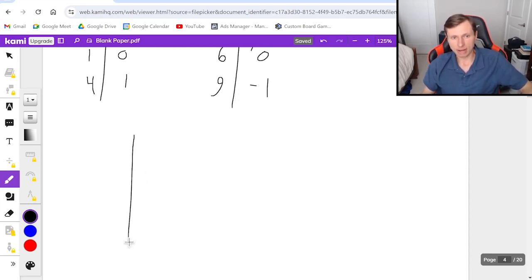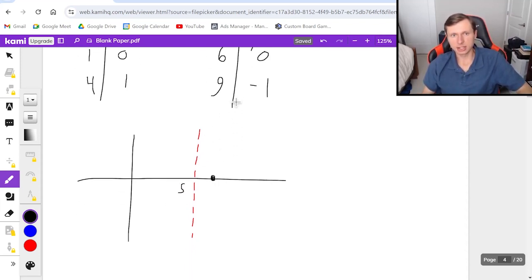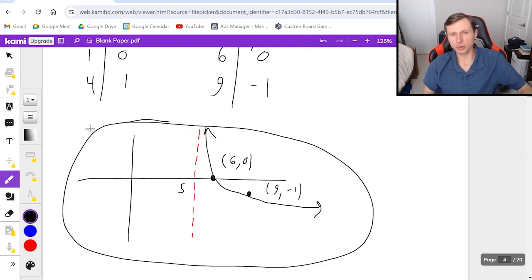If I want to graph this, I know I'm going to have a vertical asymptote here at 5. And then I have to plot 6, 0, which maybe that's like right here, and 9, negative 1, which maybe that's down here. So this was 6, 0. This is 9, negative 1. And again, if I want to plot this, I just have to connect the dots while following the asymptote. So it will look something like that. And there we go. There's another one done.